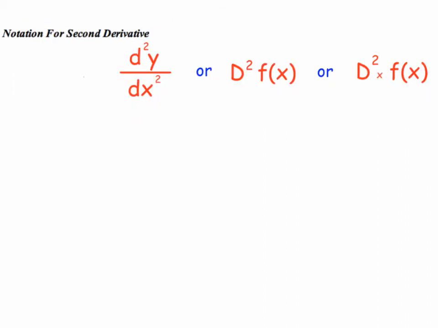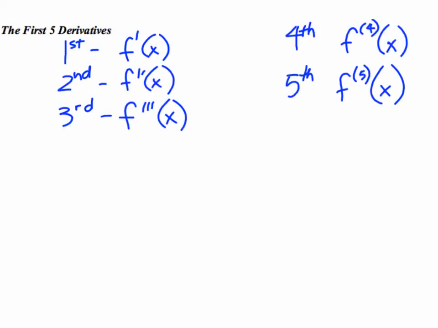So here's some notations for the second derivative. For the first 5 derivatives, it can also be written in terms of the prime. So the first derivative is f prime of x, f double prime of x, then the third derivative, fourth derivative, and fifth derivative.